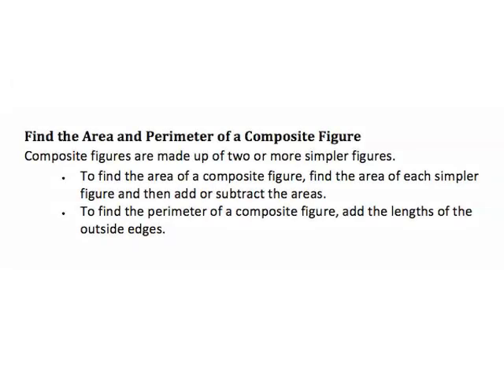Find the area and perimeter of a composite figure. Composite figures are made up of 2 or more simpler figures. To find the area of a composite figure, find the area of each simpler figure and then add or subtract the areas. To find the perimeter of a composite figure, add the lengths of all of the outside edges.